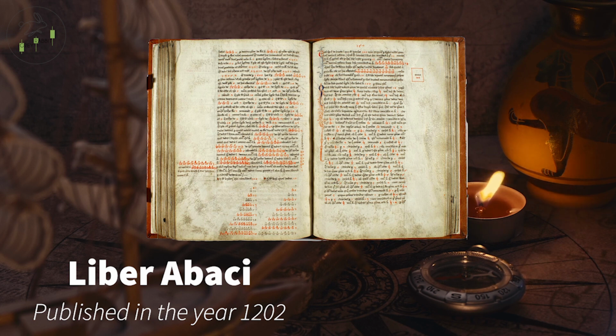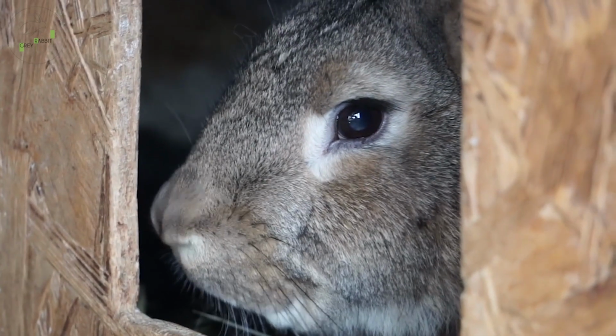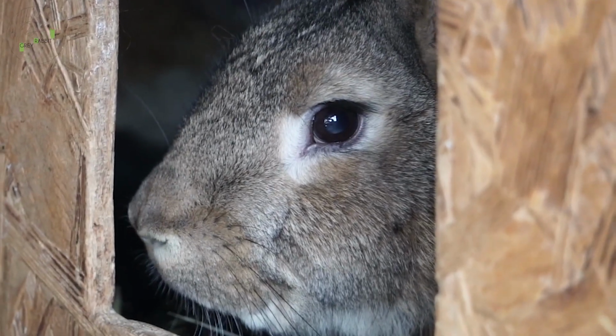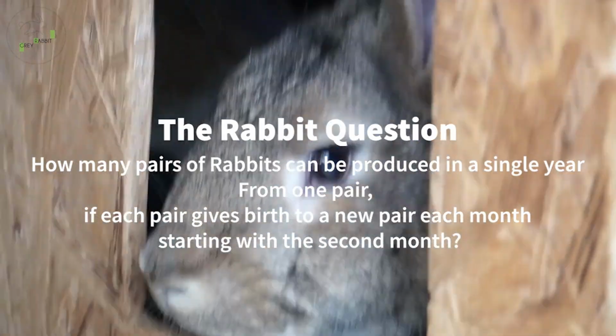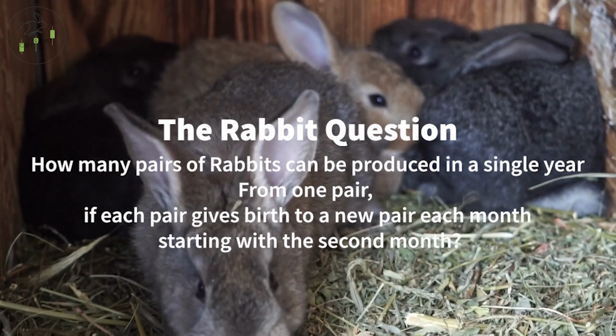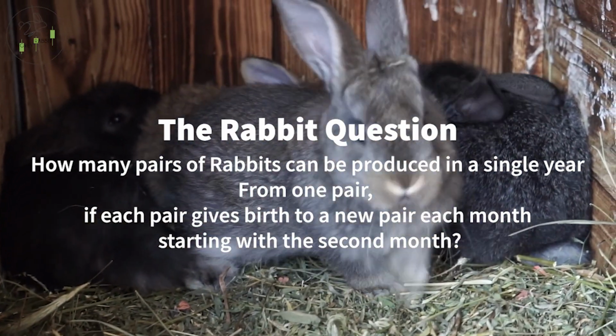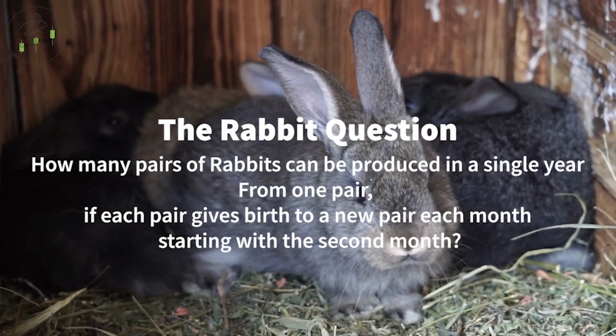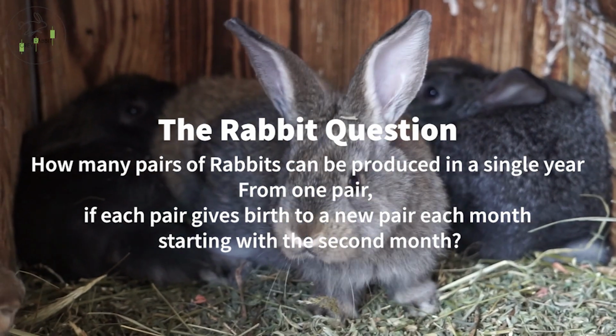Interestingly, Fibonacci's book posed a very important question pertaining to the favorite furry animal on this channel. This question was, how many pairs of rabbits can be produced in a single year from one pair if each pair gives birth to a new pair each month starting with the second month?